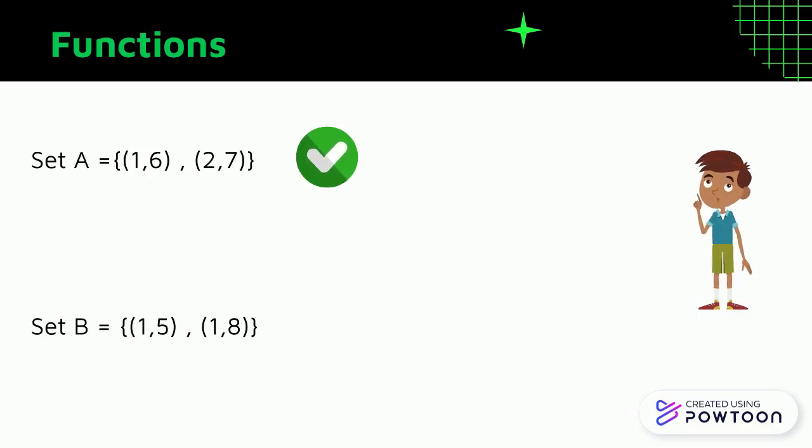In the other case, set B, it is not a function since the x value of 1 had two outputs in y, which are 5 and 8. This is a violation of the definition, which says exactly one output for every input. Therefore, it is not a function.